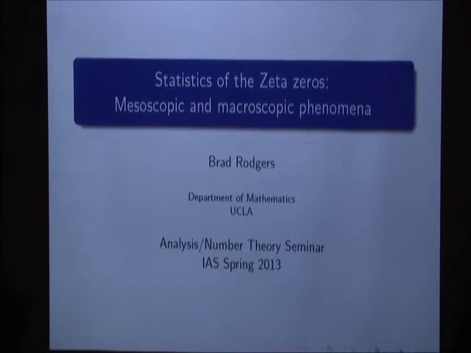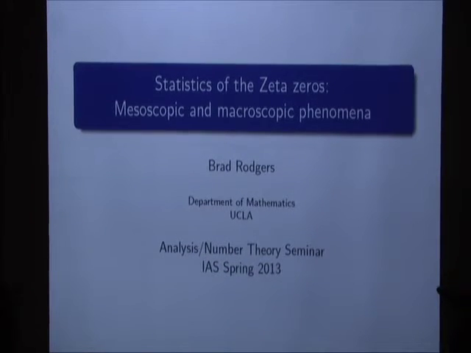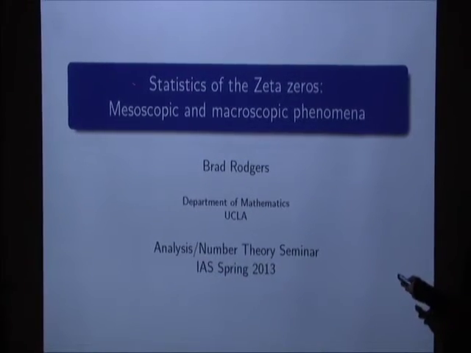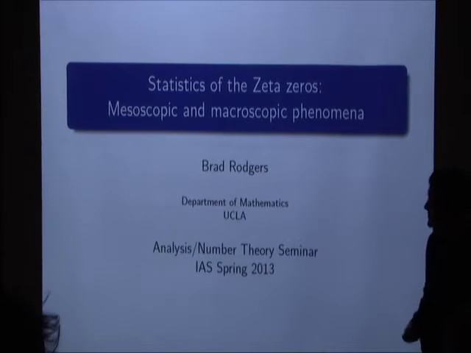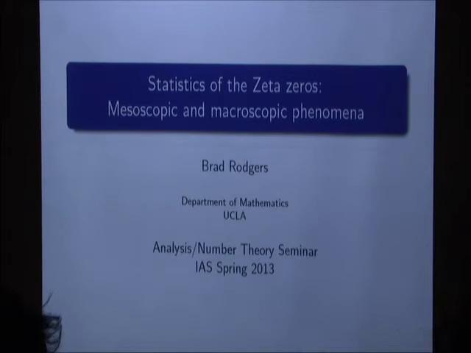So thank you for the invitation to come speak. As Peter said, I'm going to be talking about the statistics of the zeta zeros, especially microscopic, mesoscopic and macroscopic phenomena. These are technical terms that come from random matrix theory, or maybe more properly physics. But I'll say more precisely what I mean later on. The first half of this talk especially is meant to be introductory, so please do ask questions.